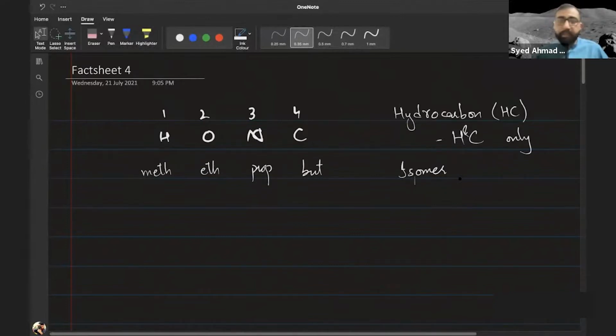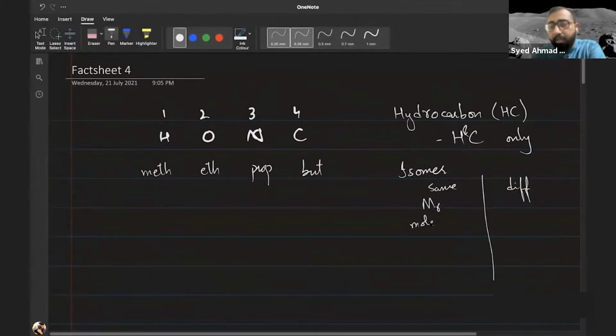Their melting points are different. Their boiling point is different. Their density, volatility, the way they react, everything basically is different about them, except for their MR, their ratio of carbon, or their empirical formula, which will be the same. So that is the difference. So let's make a list: same things and different things. You have the same MR, the same molecular formula, and the same empirical formula. All of this is the same.